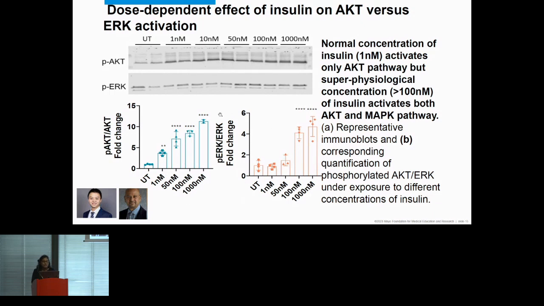Basically, what Zhentao did was look at a dose-dependent insulin response, from 1 micromolar to 1,000 micromolars. He was looking at what happens to the phospho-AKT and phospho-ERK data in the Western blots. What we found was that the phospho-AKT increases slowly in a dose-dependent fashion, whereas the ERK only gets activated at the superphysiological concentrations.